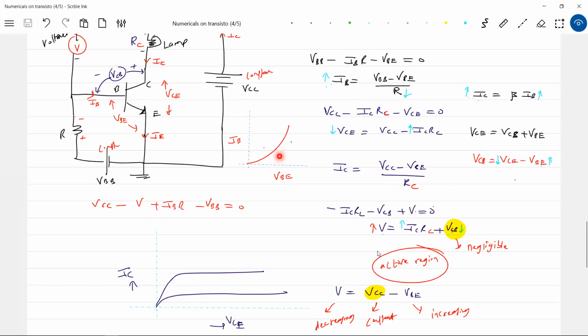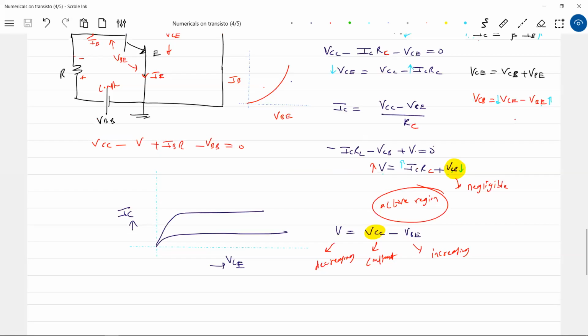Say across a diode, if this increases, this should increase. Forget about this one. There's a diode; IB is increasing or decreasing, how can we conclude? There's a potential drop, no? VBB minus VB is also dependent. Across a diode, see one very simple.